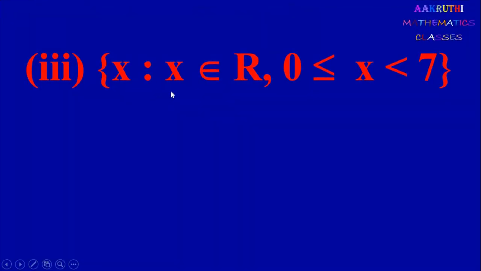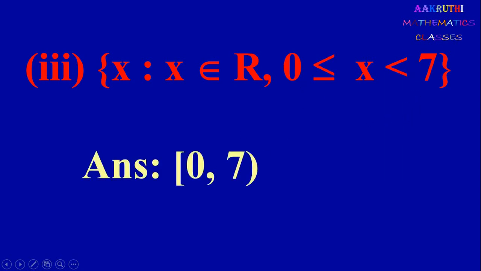Next one, set of all x such that x belongs to R and x is greater than or equal to 0, less than 7. Here 0 is included, 7 is not included. All the numbers from 0 including 0, but it should be less than 7. So you write closed bracket 0 and open bracket 7. This side it is a square bracket, this side it is an open bracket, 0 included, 7 not included.